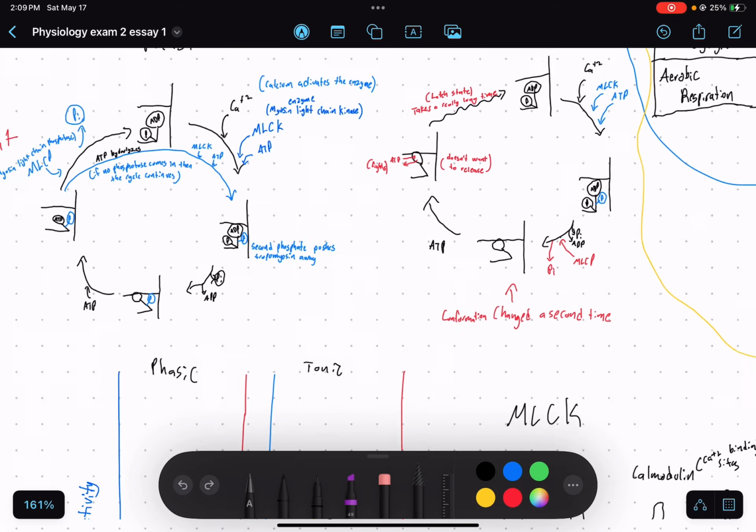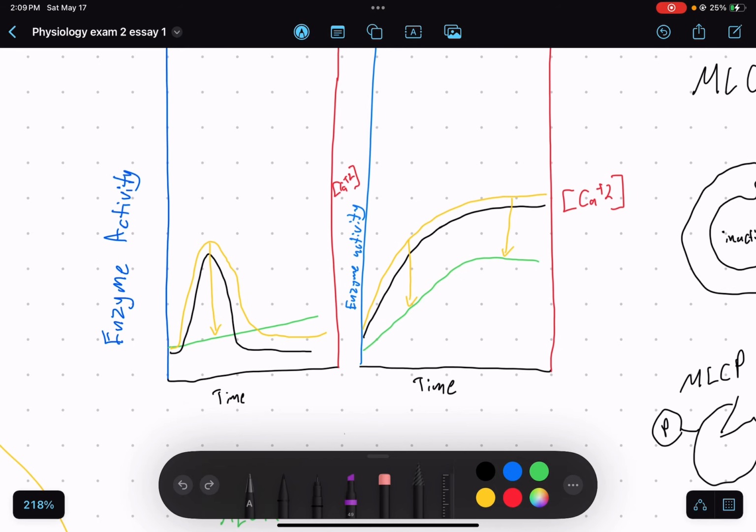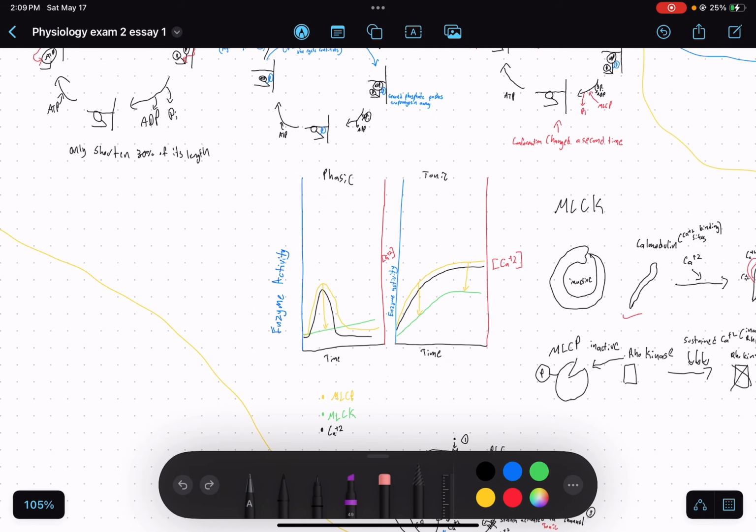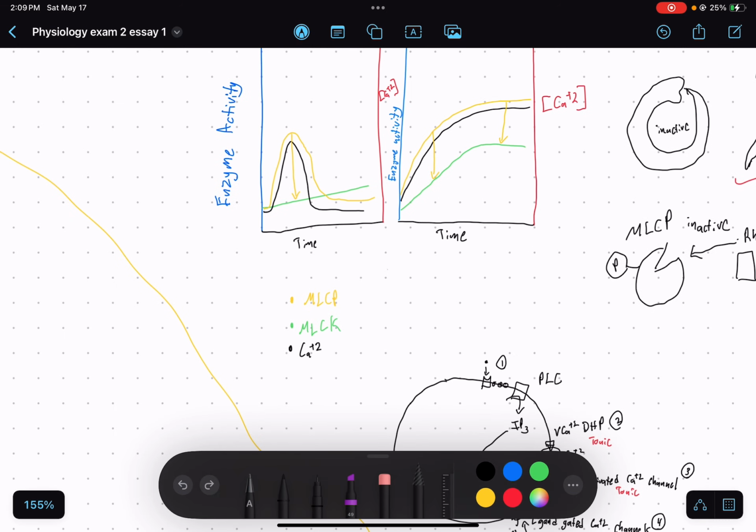So I drew a little diagram down here for us, just talking about our activity. Over time, the enzyme activity is going to be different for each one, such as MLCP, MLCK, and calcium. The MLCK is going to be constant, like a linear line. The MLCP is going to look a little more like an action potential graph, along with the calcium, and they're going to follow along accordingly. So you're going to start with low activity, then move up to high activity, and then move back down to low.